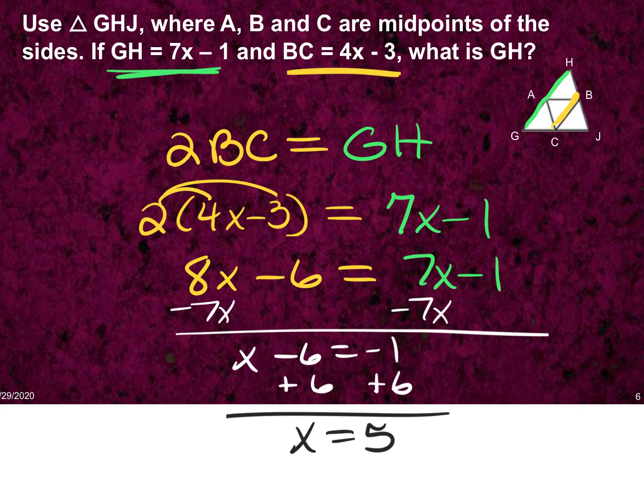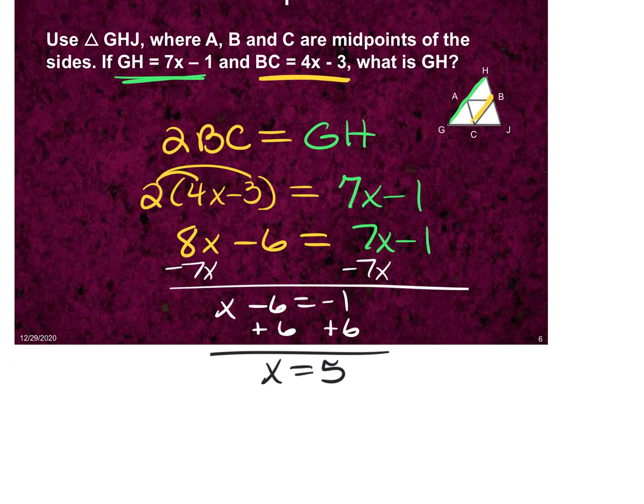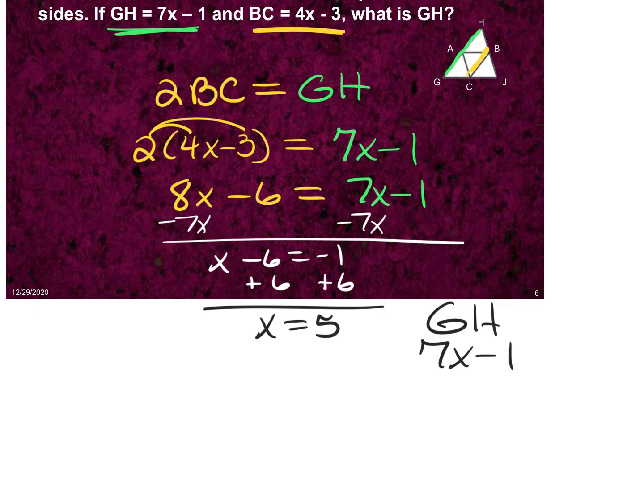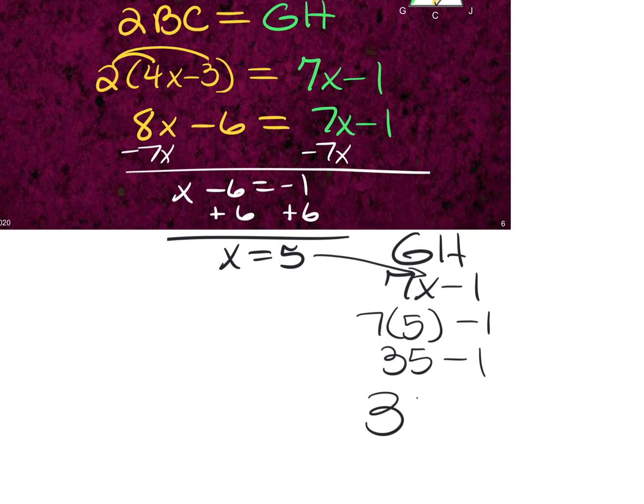Now it didn't say find x, it said find GH. So remember, GH was the 7x minus 1. So now I got to plug in x equals 5. So 7 times 5 is 35 minus 1, and the length of GH is 34.